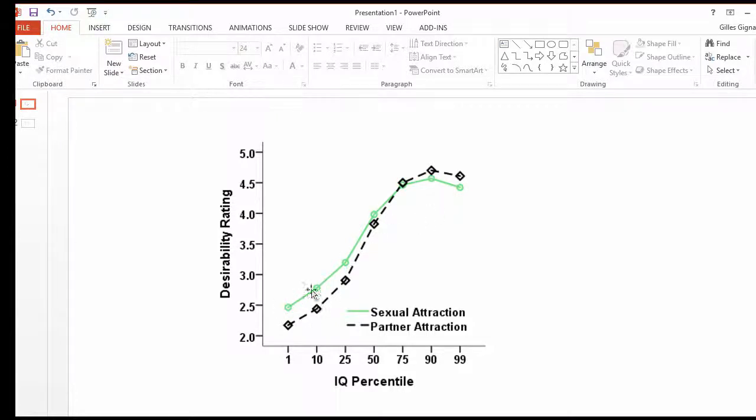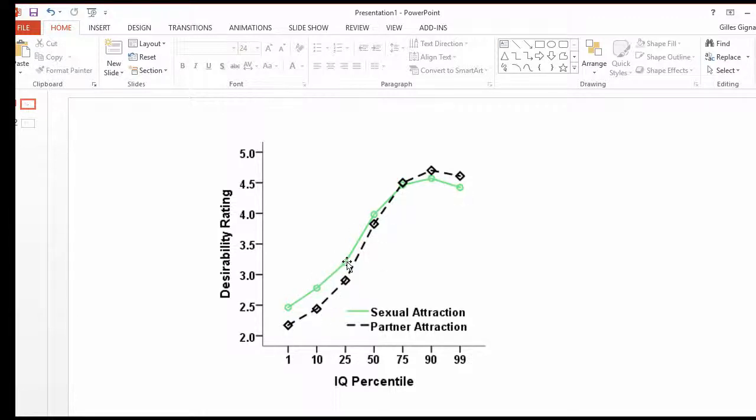But there is also an interaction here. Obviously, these lines are crossing. So basically what's happening in plain language is that IQ has an impact on desirability much more substantially for partnerships than it does for sexual attraction, because when somebody is relatively really dull, the rating of desirability is lower. But as you increase the IQ, it really increases sharply, so much so that by the time you get to the 90 and 99th percentile, it's actually flipped. Now this one for partner is actually higher than sexual attraction.